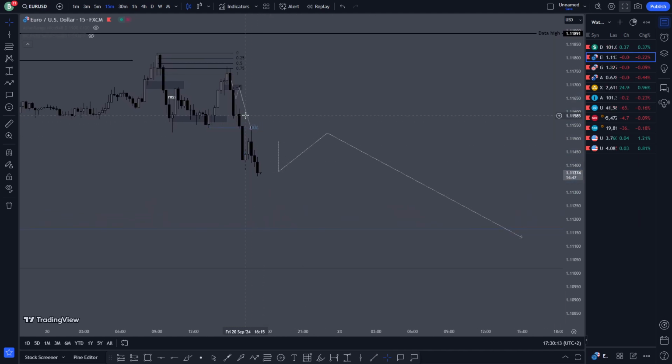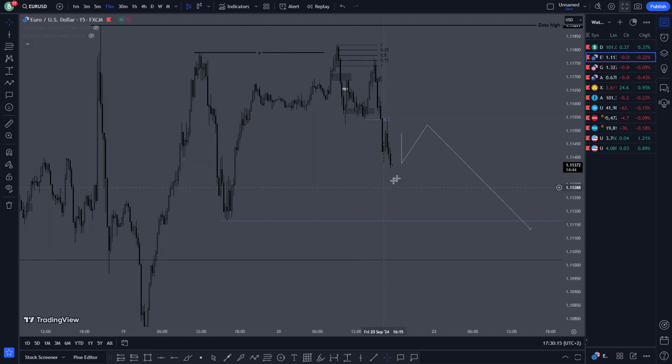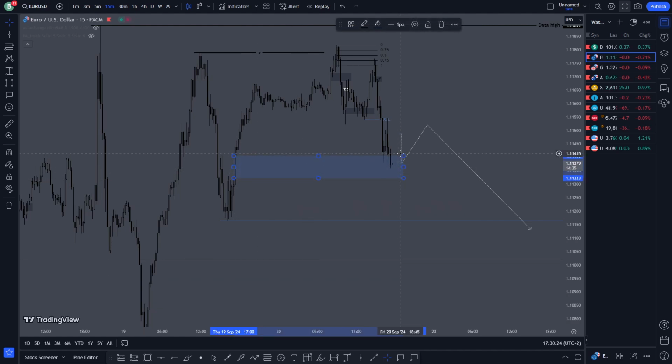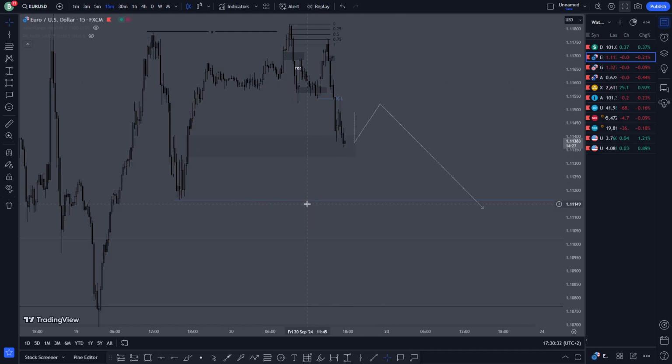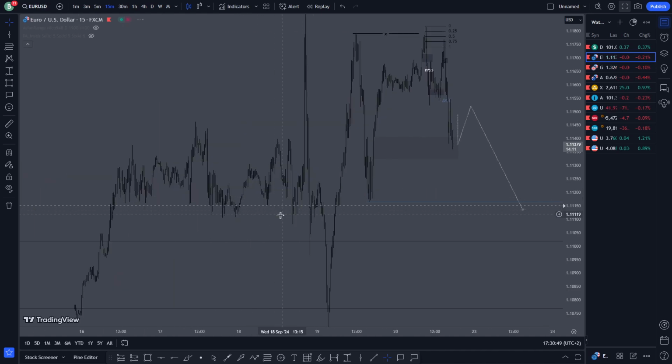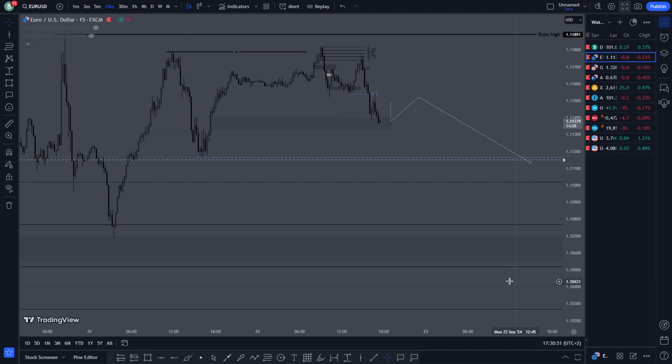I'm just going to remove this, it's annoying, and I will leave this because I think this will happen. So reaction off of this fair value gap. I'll just mark it like this. Reaction off of a fair value gap into this rejection block right here, and then pushing lower, hitting this drawn on liquidity, and also the equal lows right there, which is a nice liquidity pool that price most of the time is going to draw to and always gets hit. You can use that as a drawn on liquidity.